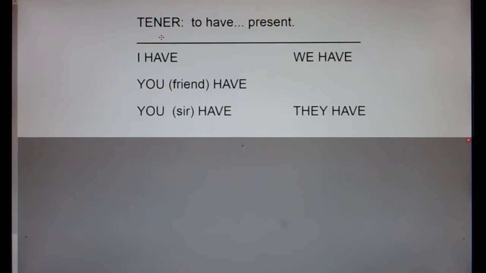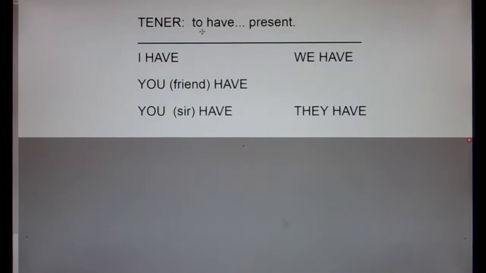Well, glance down at your hands and notice you have 10 fingers. Listen and repeat. I have 10 fingers on my hands. Or, if you're wearing sandals or you're barefoot, look down at your feet and say, I have 10 toes on my feet. So, tener, to have, is tener.